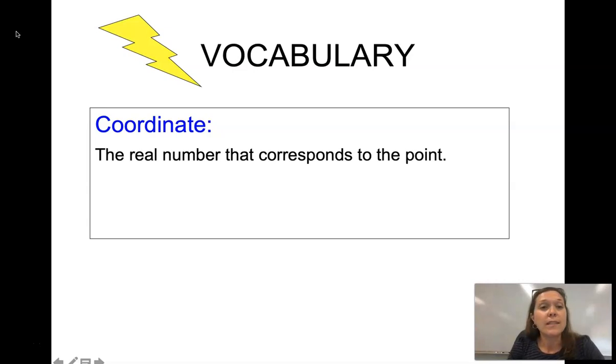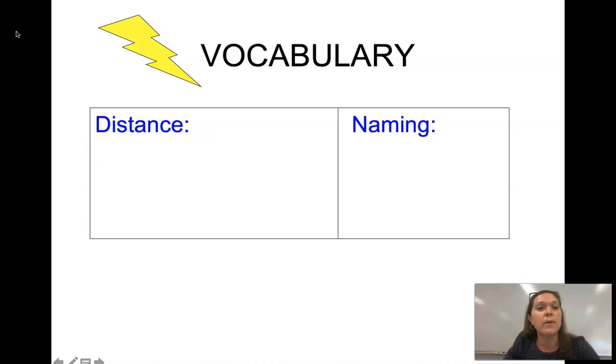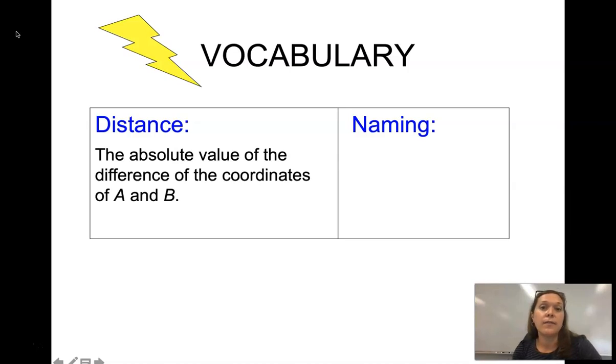Your coordinate that matches up with the number on that real number line is called the coordinate. So the coordinate is the real number that corresponds to the point. And then you use that when you do all your measurements using a ruler. But we're going to focus specifically on the distance of line segments. So the distance is the absolute value of the difference of the coordinates of A and B.